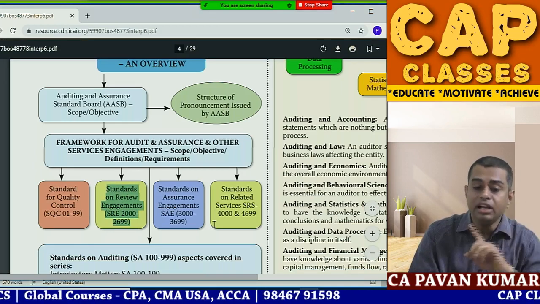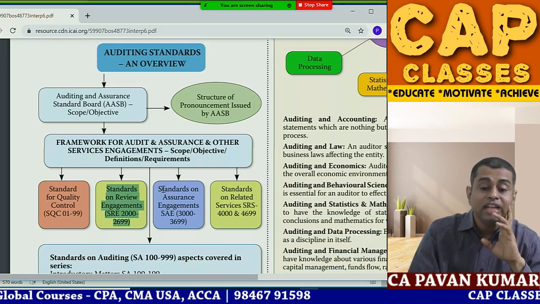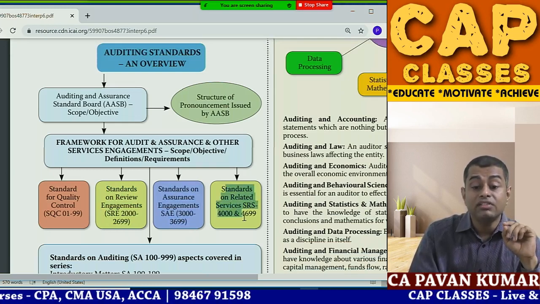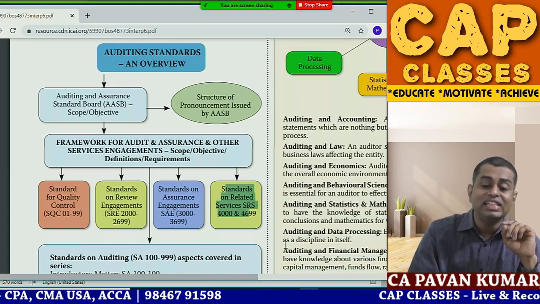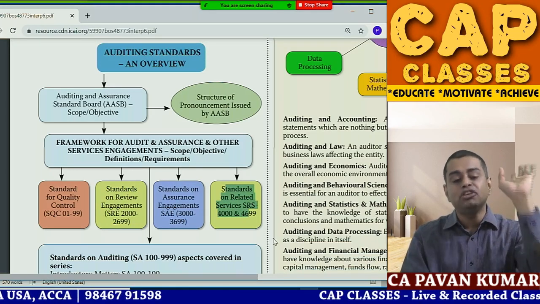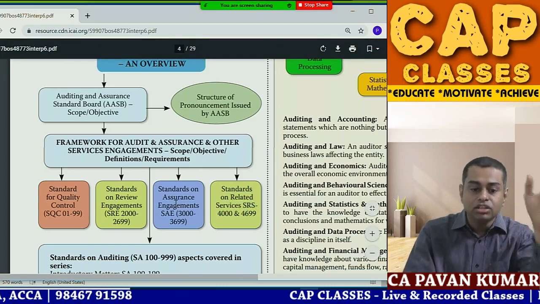Then standards on review engagements, standards on assurance engagements, and standards on related services are not there in your syllabus. All these things are deleted. They are not applicable to you. Interestingly, they were deleted from CA Final also.